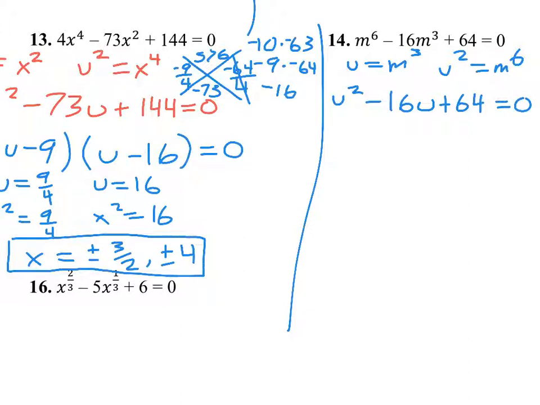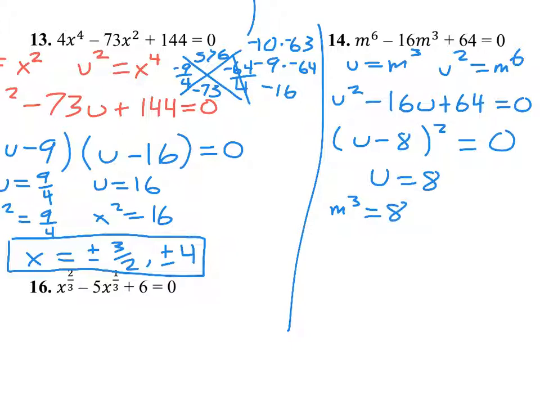That's a perfect square trinomial. U minus 8 times u minus 8. So I'm just going to square that. So the only solution is u equals 8. But we have to change it back. So m cubed equals 8.